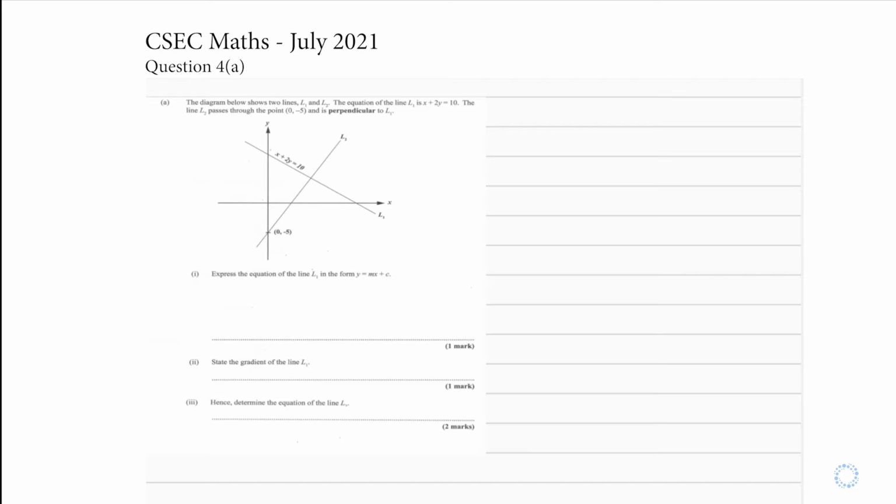It says that the diagram below shows two lines L1 and L2. The equation of L1 is x plus 2y equal to 10. The line L2 passes through the point (0, -5) and is perpendicular to L1.